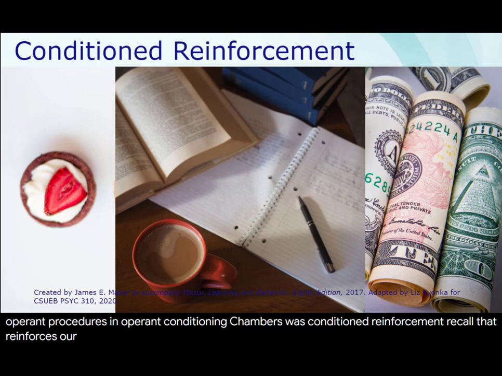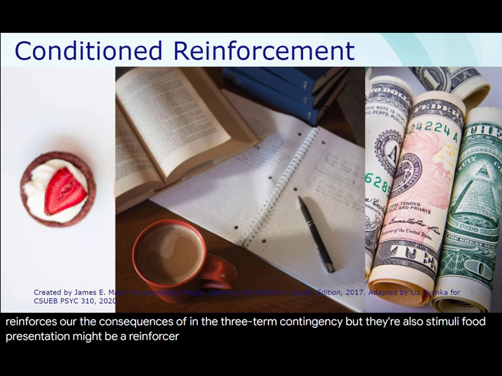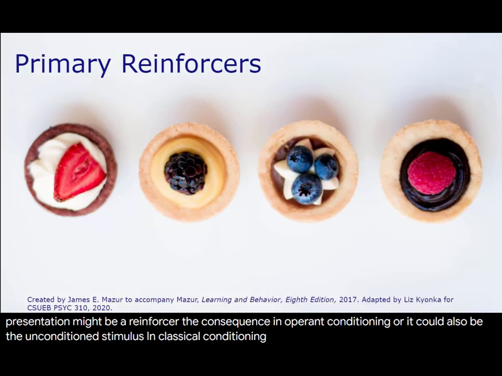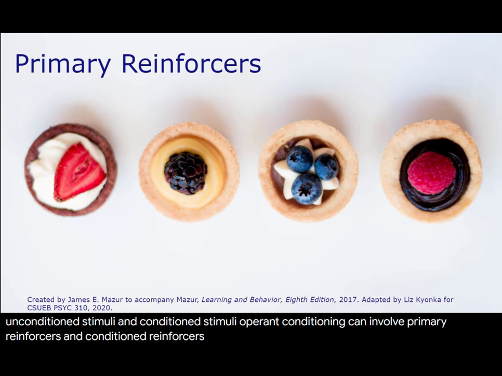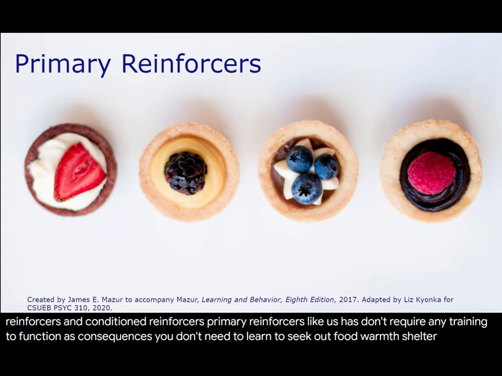Recall that reinforcers are the consequences in the three-term contingency, but they're also stimuli. Food presentation might be a reinforcer, the consequence in operant conditioning, or it could also be the unconditioned stimulus in classical conditioning. Just like classical conditioning involves unconditioned stimuli and conditioned stimuli, operant conditioning can involve primary reinforcers and conditioned reinforcers. Primary reinforcers, like USs, don't require any training to function as consequences. You don't need to learn to seek out food, warmth, shelter, companionship.